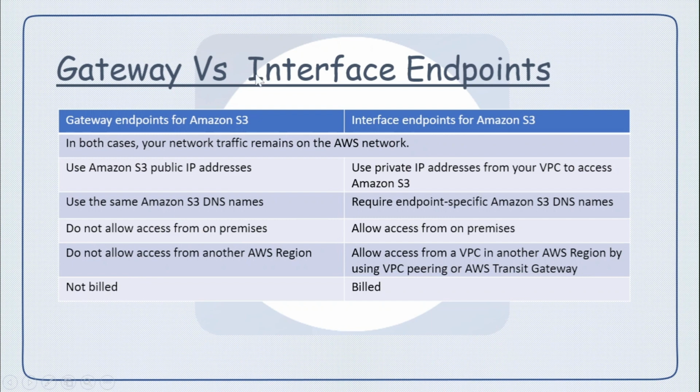There are certain differences between the AWS gateway endpoint and the interface endpoint. First of all, in both cases, traffic remains on the AWS network. It does not leave the AWS network.